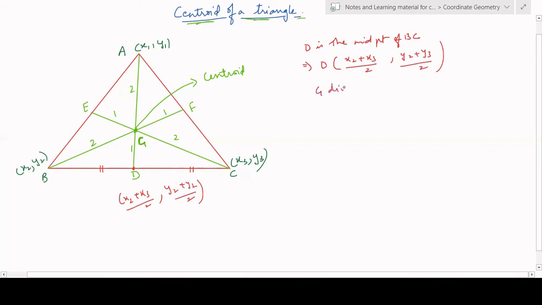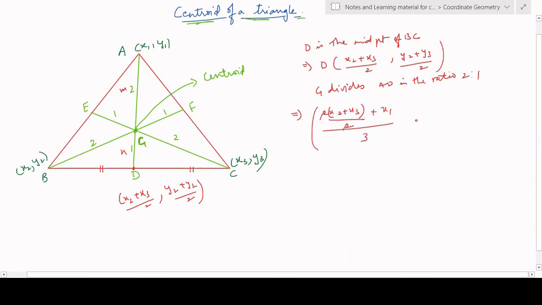G divides AD in the ratio 2:1. Here we apply the section formula. This is my m, this is my n, that becomes my x1. This becomes the whole abscissa, this side x2 plus x3 over 2 becomes my, let's say, x2. So applying the section formula here, I have 2 times x2 plus x3 divided by 2, plus 1 times x1, whole divided by 2 plus 1, 3.